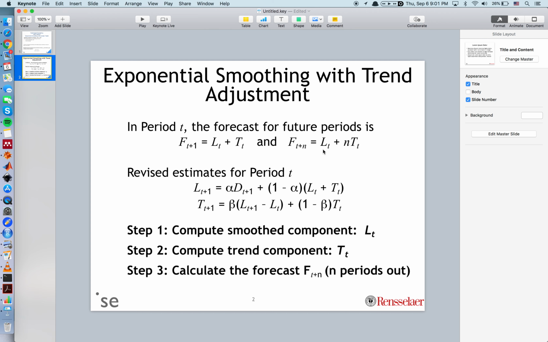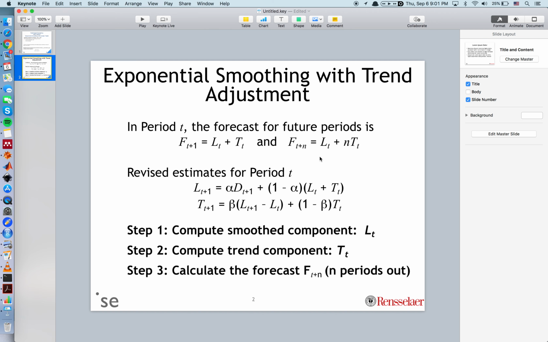So if you assume you're roughly at level L, then in the future you should increase whatever that L is by whatever you think the trend, the slope, is, and that's for one period. And then for two periods, you need to make two jumps. So that's why you add twice the trend for a forecast two periods into the future, and in general for a forecast n periods into the future, you need to add n times the trend to your current estimate of the level. So these are the expressions.